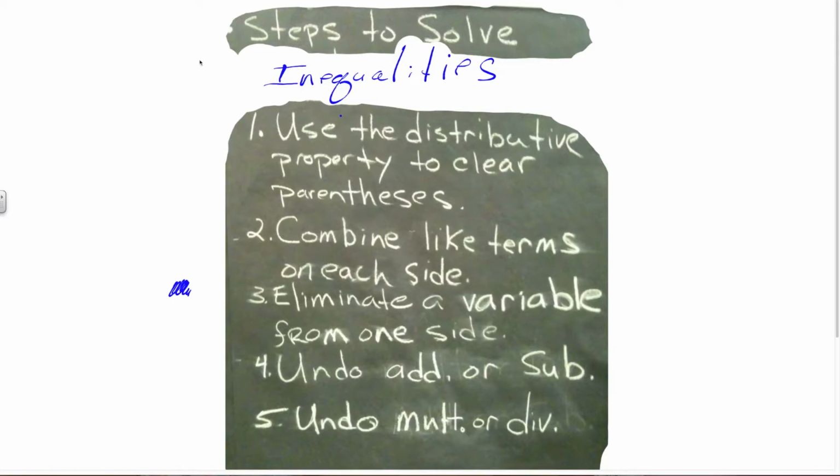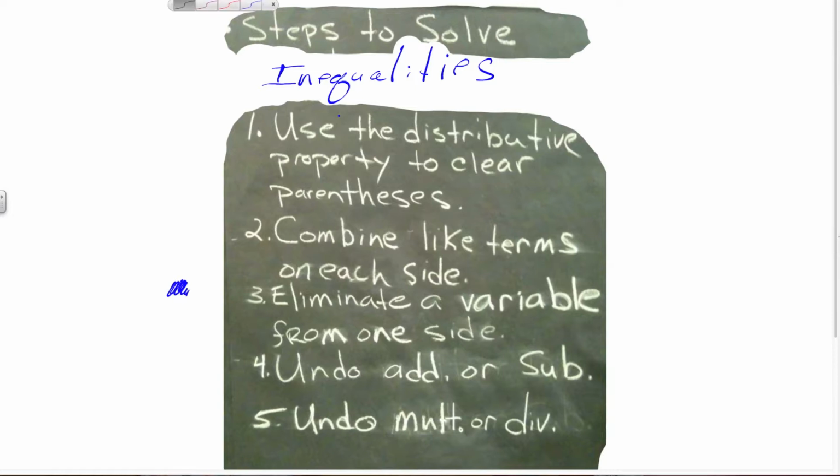Steps 3 and 4, you can actually think of those and do those together. I'm going to show you how to do that in the coming examples. Instead of doing two separate steps and making your work longer, you can do them at the same time. And then our last step is to undo multiplication or division. The reason we can do these at the same time is they both involve addition and/or subtraction. So let's see how to apply these steps to a couple of examples.